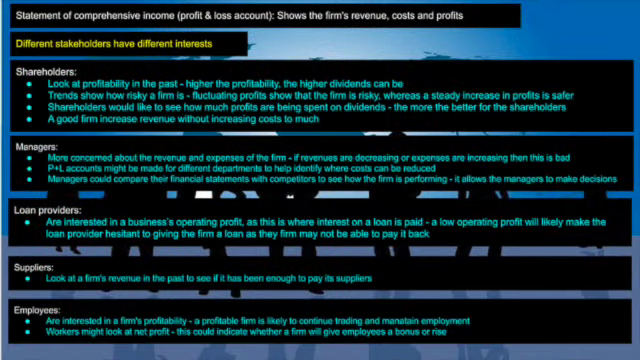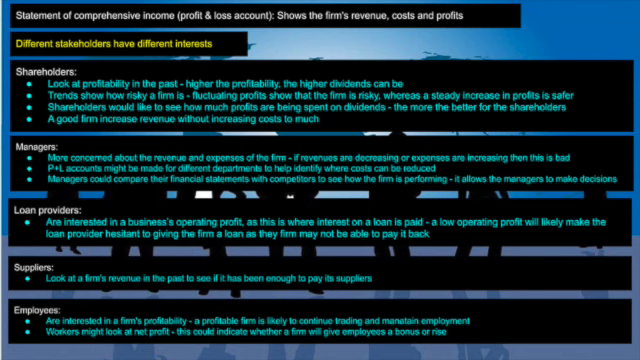So a statement of comprehensive income, again, also known as a profit and loss account, shows the firm's revenue, cost and profits. And different stakeholders tend to have different interests. So shareholders, the main one, they look at profitability in the past. The higher the profitability, the higher dividends can be. Trends also show how risky a firm is. If the profits fluctuate, so they go up and down, this shows that the firm is risky, whereas a steady increase in profits over time is safer.